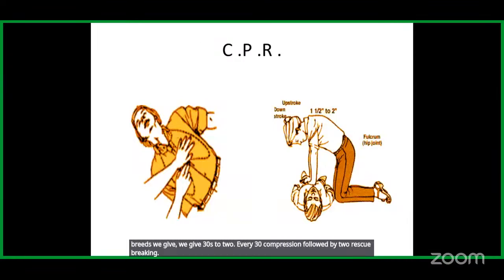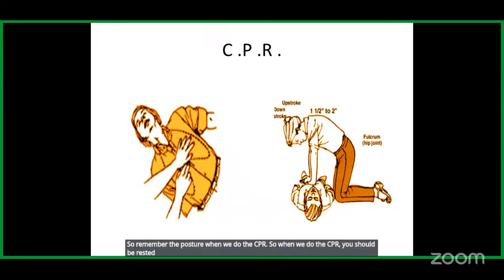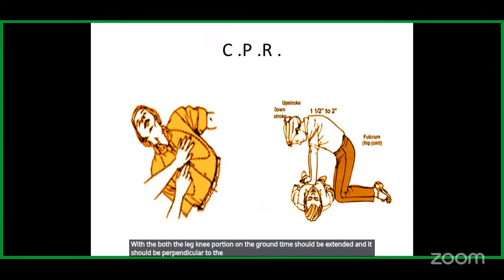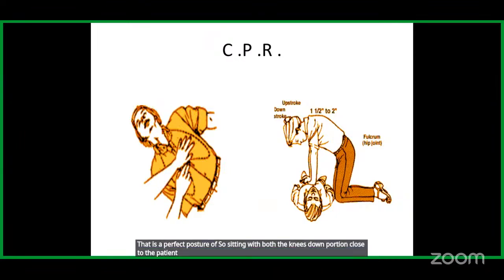So remember the posture when we do CPR. You should be resting comfortably with both knees down on the ground. Hands should be extended and perpendicular to the chest wall. As you see on the right side of your screen, a lady, a first aider, is doing CPR. That is a perfect posture: sitting with both knees down close to the patient, hands extended, no elbow bend, force applied from the shoulders.